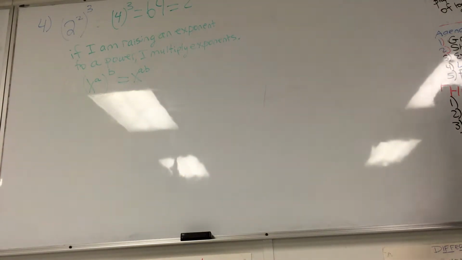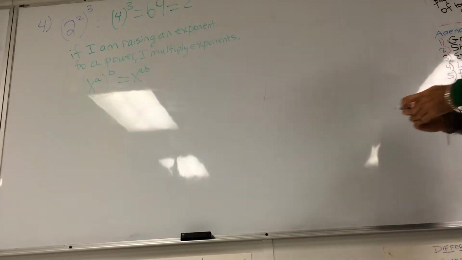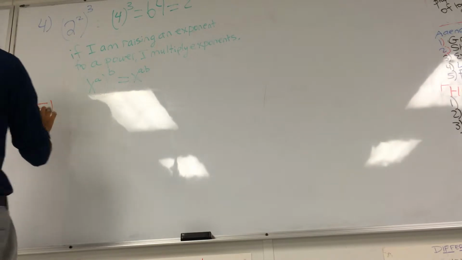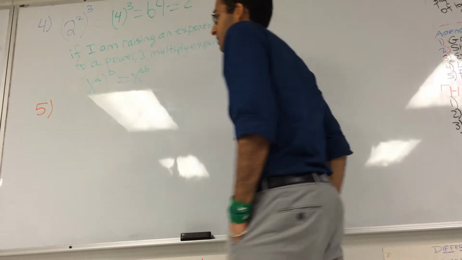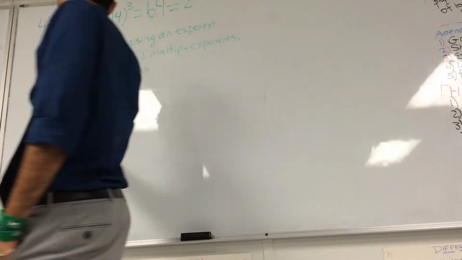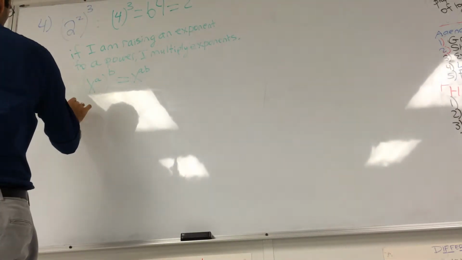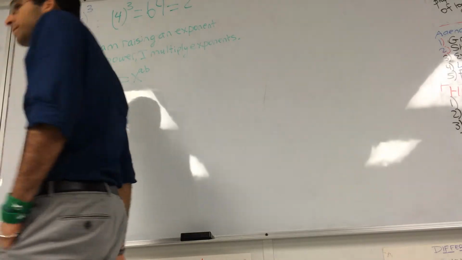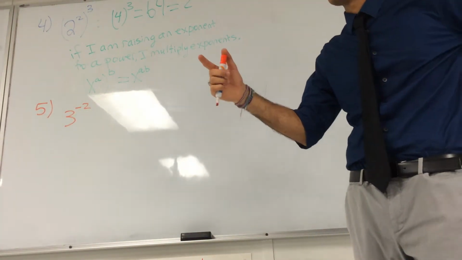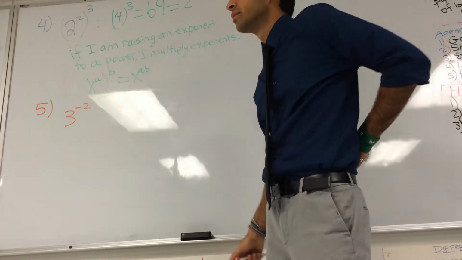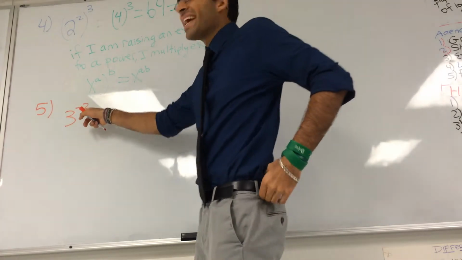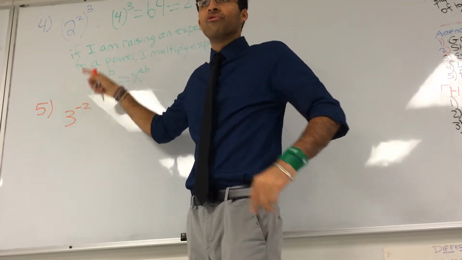All right. Let's look at rule 5 now. So rule 5 says, how would I solve this question? 3 raised to the negative 2 power. 3 raised to the negative 2 power. Dulce? You would do 1 over 3 squared. Right. So if you have a negative power, you flip it.